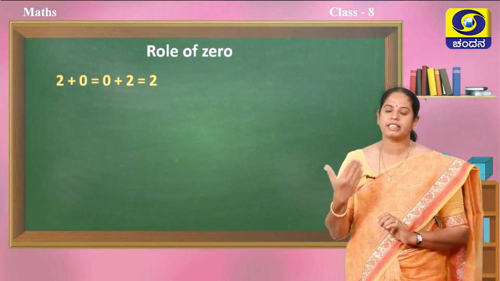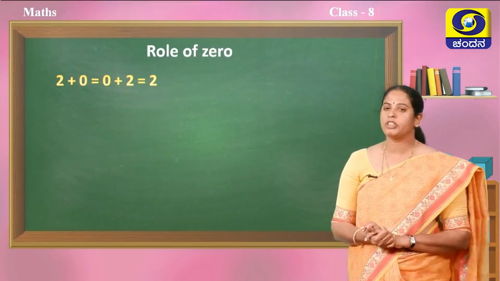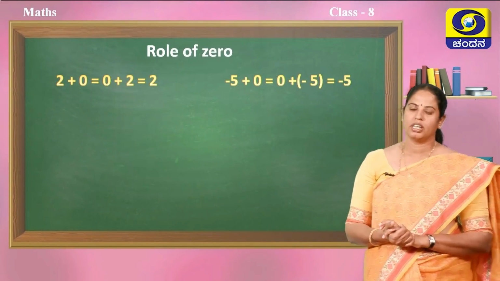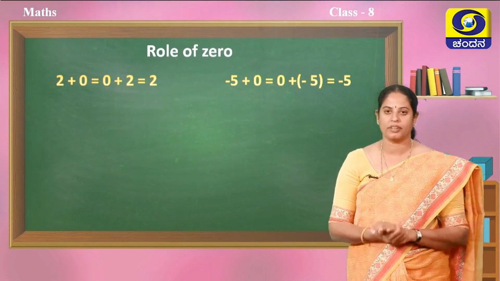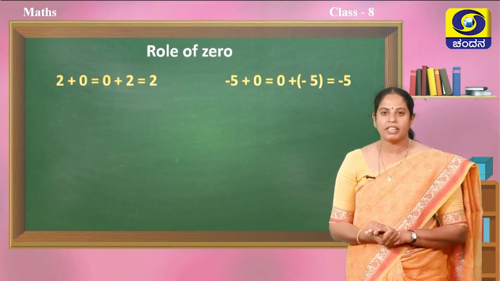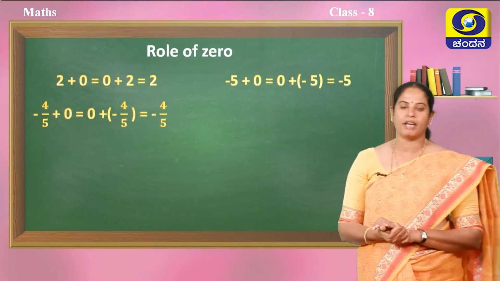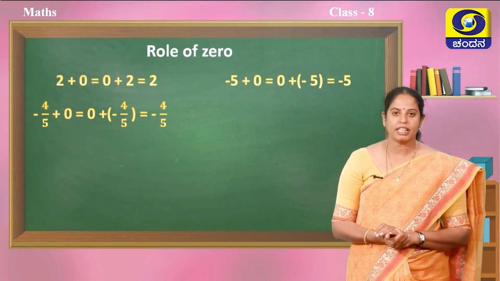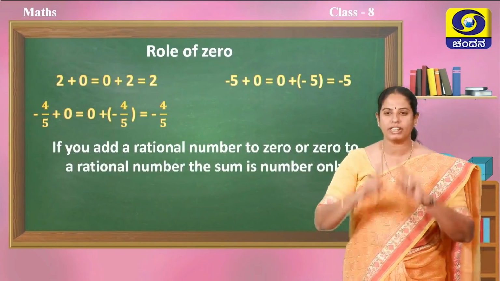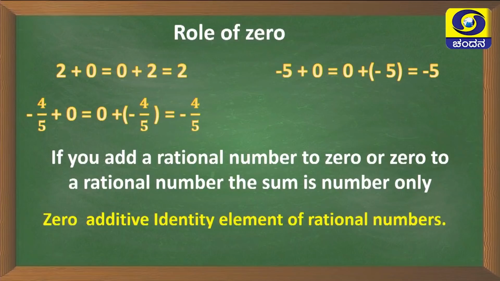So now let us discuss two more properties on rational numbers. What is the role of 0? Observe here, I am adding 0 to 2 or 2 to 0, I am getting 2 only. The number 2 is not losing its identity. Yes, minus 5 plus 0 is same as 0 plus of minus 5. The resultant is minus 5 only. I am not getting a new number. In the same case, if you add any two numbers and you get the same number, means you are adding 0 to that number. In the two numbers addition, one must be 0. So hence 0 is called as additive identity element of rational numbers.